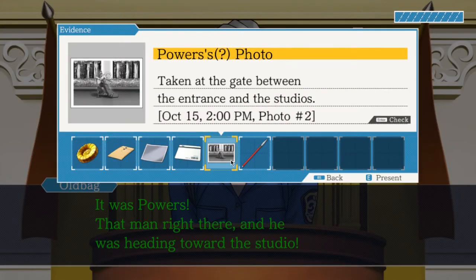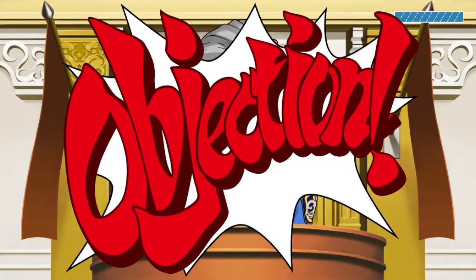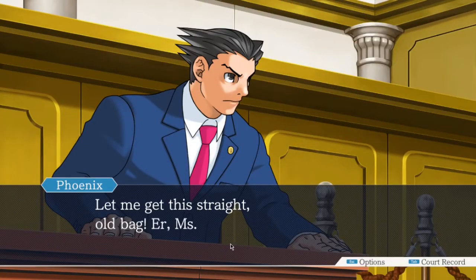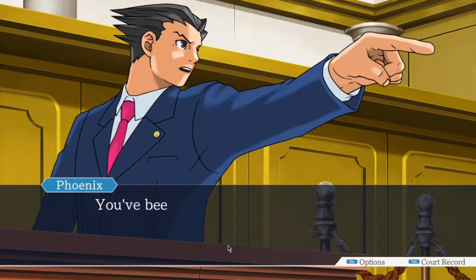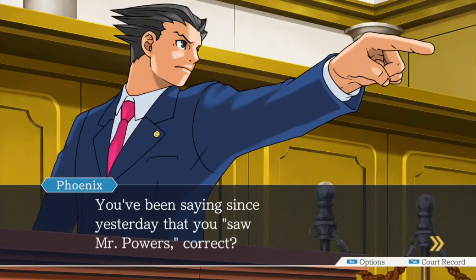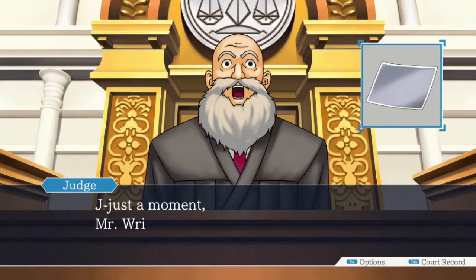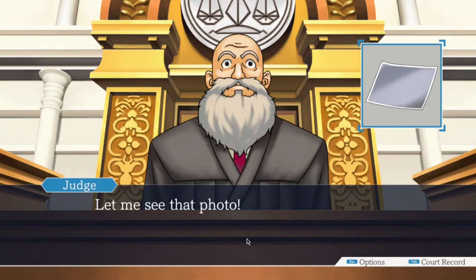I'm gonna try objecting with this. Okay, I think I got it right. Let me get this straight, Old Dag, or Miss Old Dag. You've been saying that yesterday you saw Mr. Powers, correct? Well, you're talking about the man in this photo, aren't you? Just a moment, Mr. Wright. Let me see that photo.